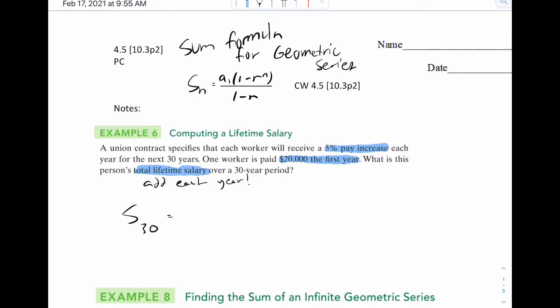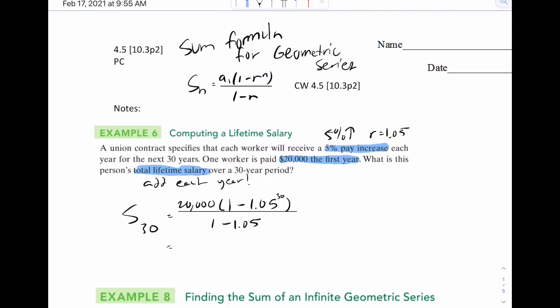The first year is 20,000. Multiply this by 1 minus, and a 5% increase, so right here, a 5% pay increase, the way you model that would be R is equal to 1.05. So just write that 1.05 to the 30th power and divide that by 1 minus R. And of course, sorry, R should be 1.05.